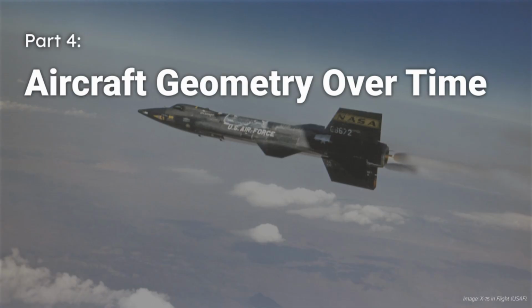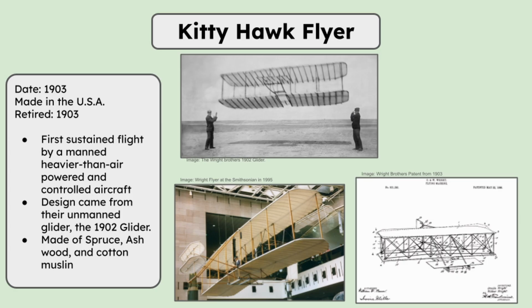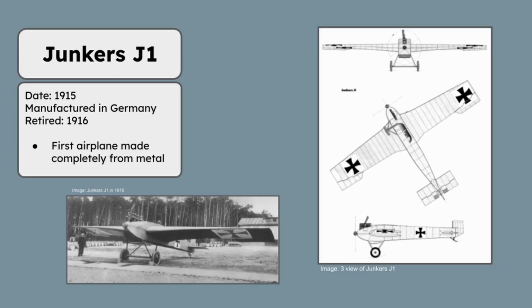In 1903, the Wright brothers were the first to achieve powered, sustained, and controlled flight. This airplane was constructed using different woods and fabrics. Aircraft at this time were based on unmanned gliders and mainly focused on generating enough lift to get off the ground. Later, the Junkers J-1 was made. Compared to other aircraft made of wood and fabric, the J-1 was completely made out of metal. This change completely revolutionized the aerospace industry.